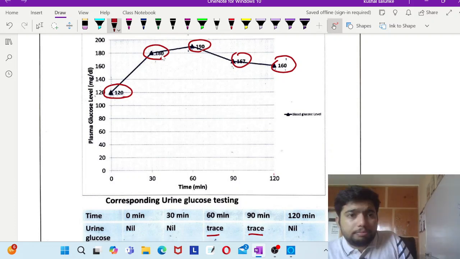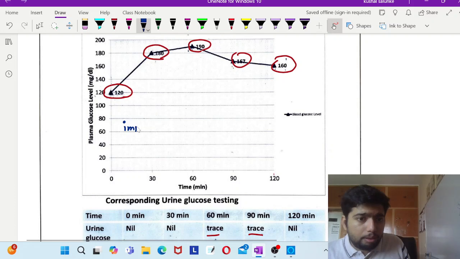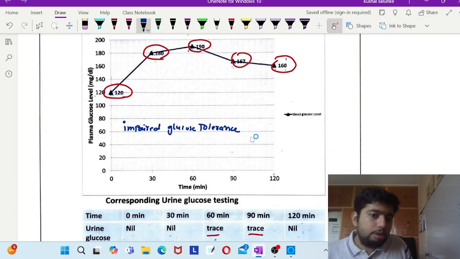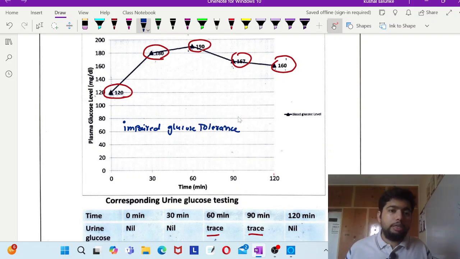Okay. This is impaired glucose tolerance. Okay, right? I hope this thing is clear.